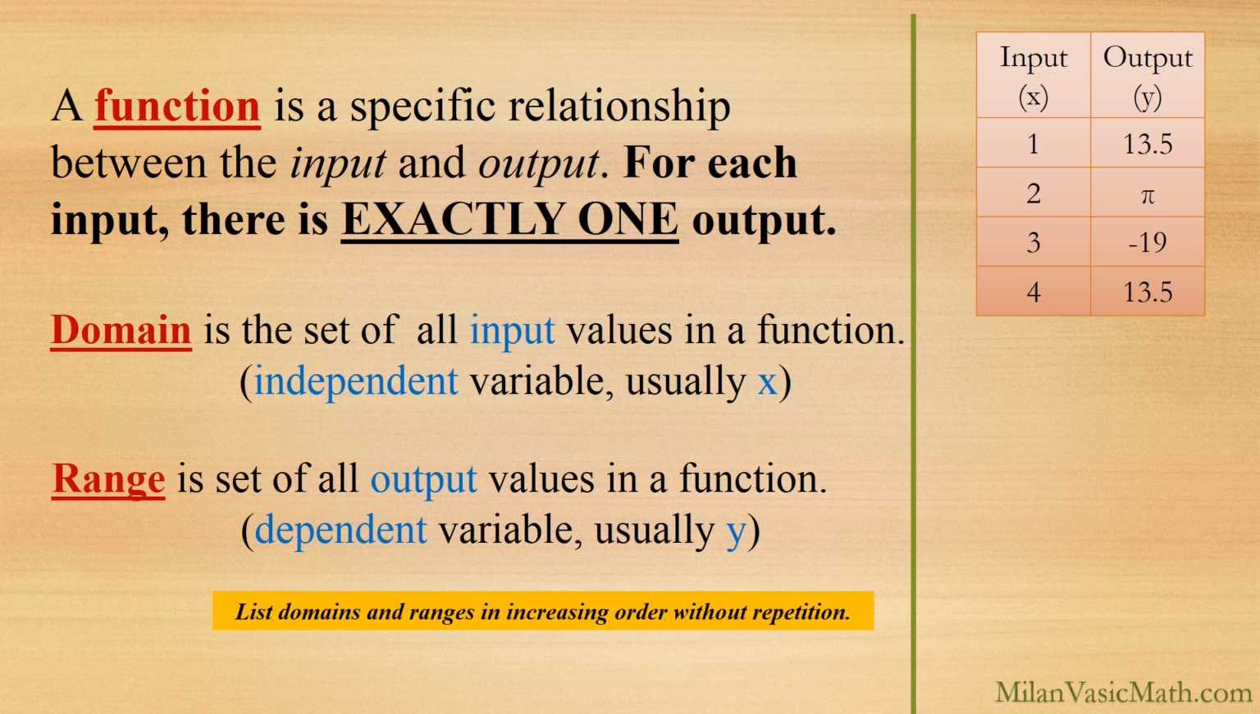When we're going to list these domains and ranges, make sure that you list them in increasing order without repetition. For example, to list the domain of the table over here, we're just going to write the numbers 1, 2, 3, and 4. Notice that we use the braces to group the numbers. For the range, since we have to go from least to greatest, -19 is the smallest number.